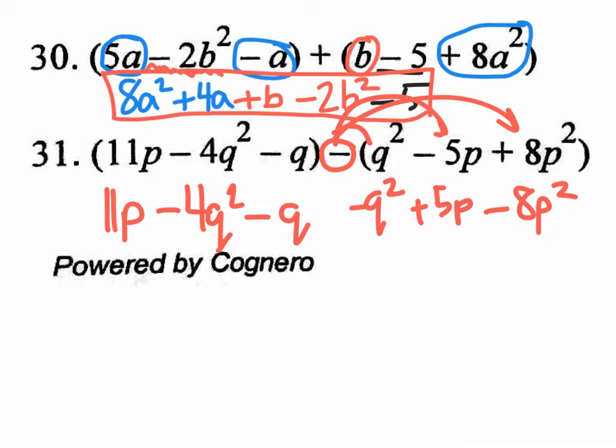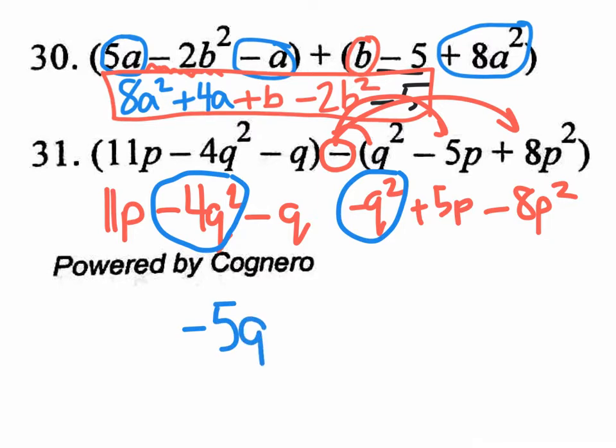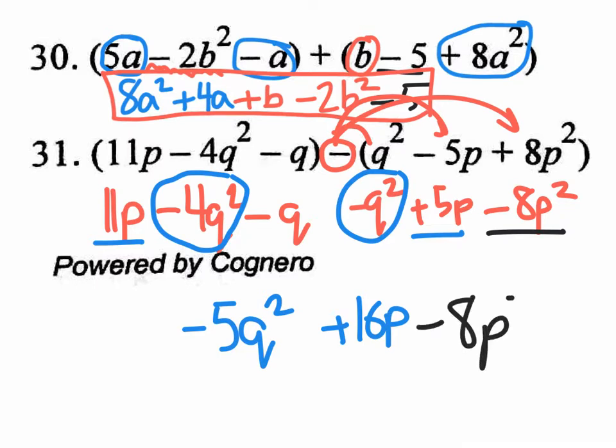And now I could combine all the terms that are alike. I want to start with the highest exponents. Let me combine the negative 4q squared with the negative q squared. What do I get? Negative 5q squared. And then let's move on to, let's say, p's. I could combine this 11p with this 5p. What do I get? 16p. Plus 16p. What else could I combine? Well, I can't combine anything else, but I could bring down the negative 8p squared, and the negative q. I could also bring down the negative q.